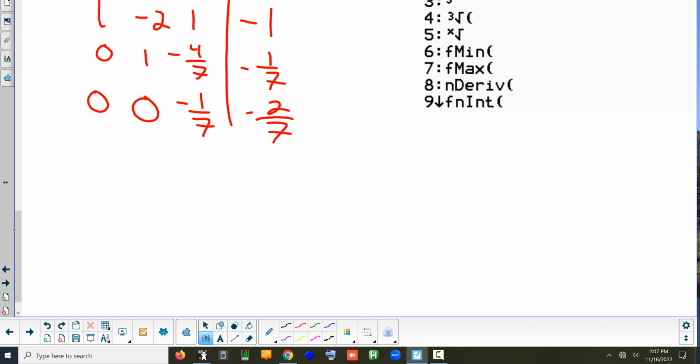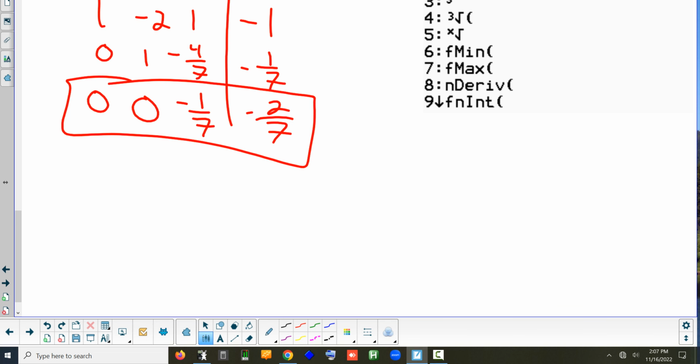Okay, now let's look at what this last row means. Can somebody tell me what that? You could get a 1 here if you wanted. We don't need to. So we can skip getting that 1. But just tell me what this last row means if we change it back to letters. Yeah? Oh, it means your x is 0 and y is 0. It means 0x plus 0y. Yep.